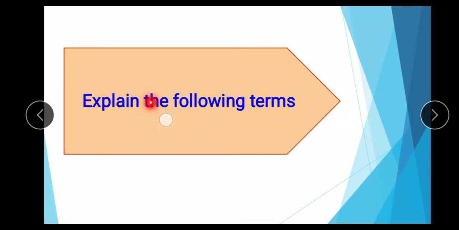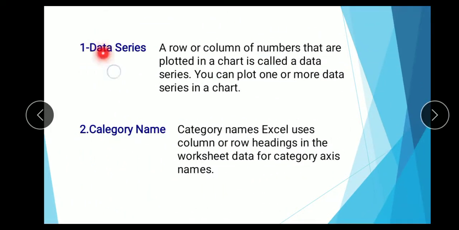Next one: explain the following terms. First, data series. A row or column of numbers that are plotted in a chart is called a data series. You can plot one or more data series in a chart. It means either in a row or column you put numbers to draw your chart. These numbers are called a data series.